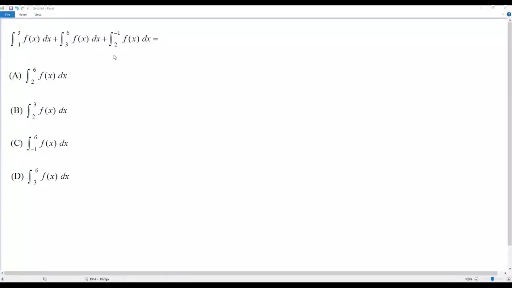Here we have an AP Calculus AB problem. Okay, let's go to the question. The integral from -1 to 3 of f(x) dx, plus the integral from 3 to 6 of f(x) dx, plus the integral from 2 to -1 of f(x) dx.